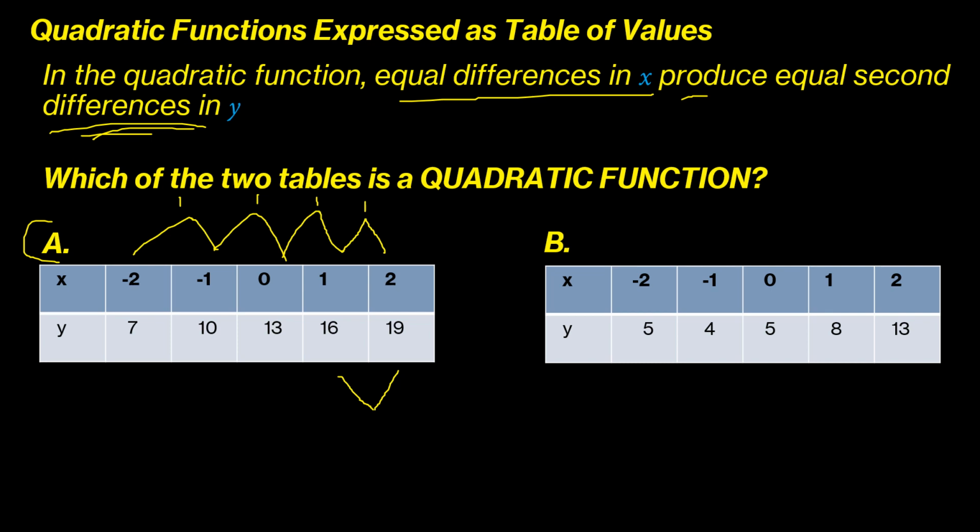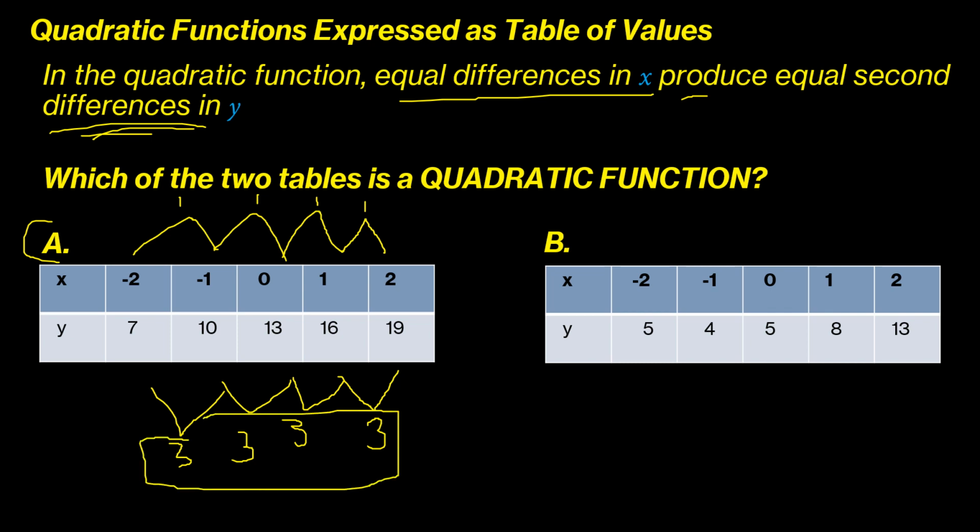Look at this. 19 minus 16 is 3. Then 16 minus 13 is 3. Then 13 minus 10 is still 3. And 10 minus 7 is also 3. So the first differences are already equal. So this is a table of a linear function and not a quadratic function.